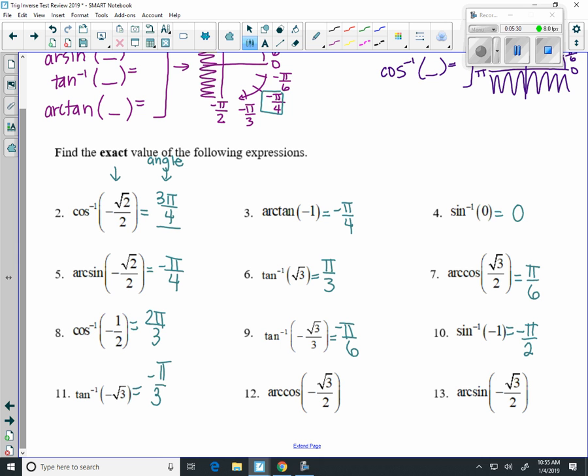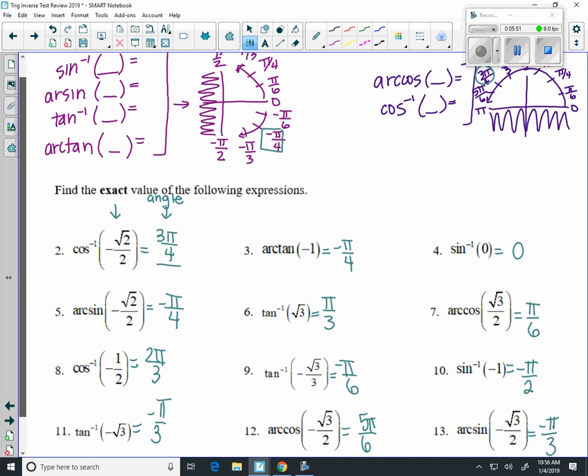Cosine is negative radical 3 over 2 at 5 pi over 6. Quadrant 2 is where we get our negatives for cosine. And sine is negative radical 3 over 2 at negative pi over 3. So if those pictures help you focus yourself on where you're looking at the unit circle, please use them as much as you need to. Learn them. And then anytime you see arc sine or sine to the negative 1, focus yourself in there. All right, that's number 2 through number 13.